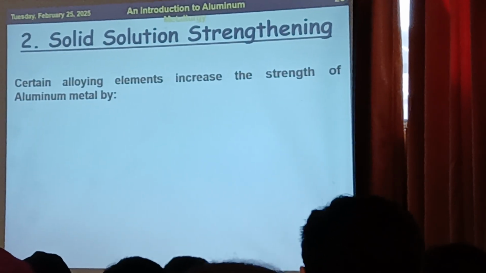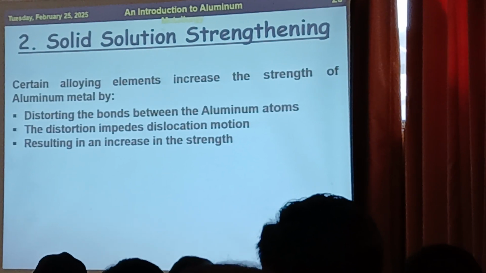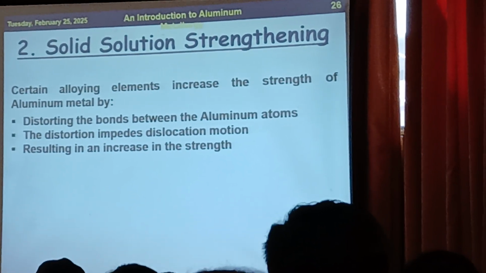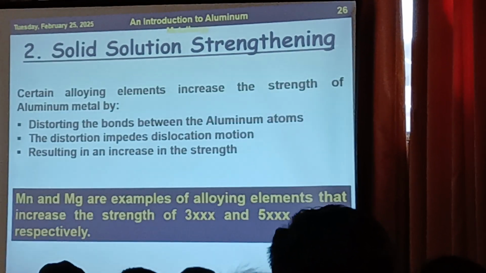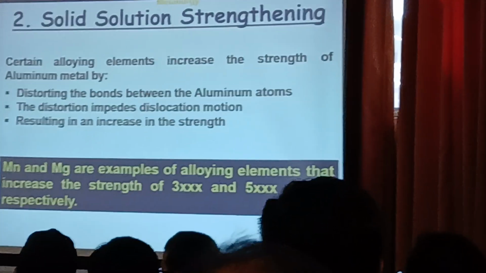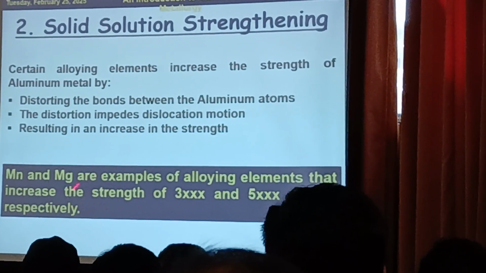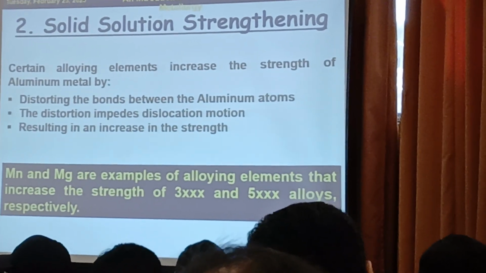Solid solution strengthening. Certain elements produce distortion in the matrix. They hinder the dislocation movement, particularly in alloys like the 3000 and 5000 series, where manganese and magnesium are added. They increase the solid solution strengthening of the metal.